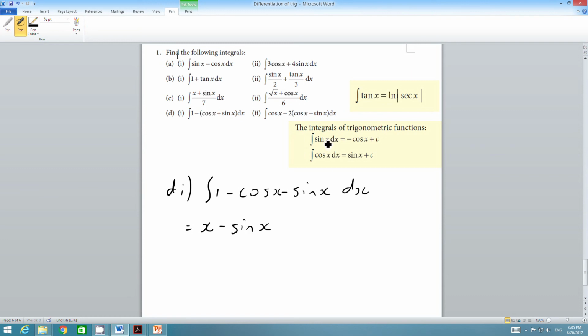The integral of sine of x is negative cosine of x. So if we think about it, I bring down the negative, and the integral of sine of x is negative cosine of x plus c. And I can simplify this: x minus sine of x plus cosine of x plus c.